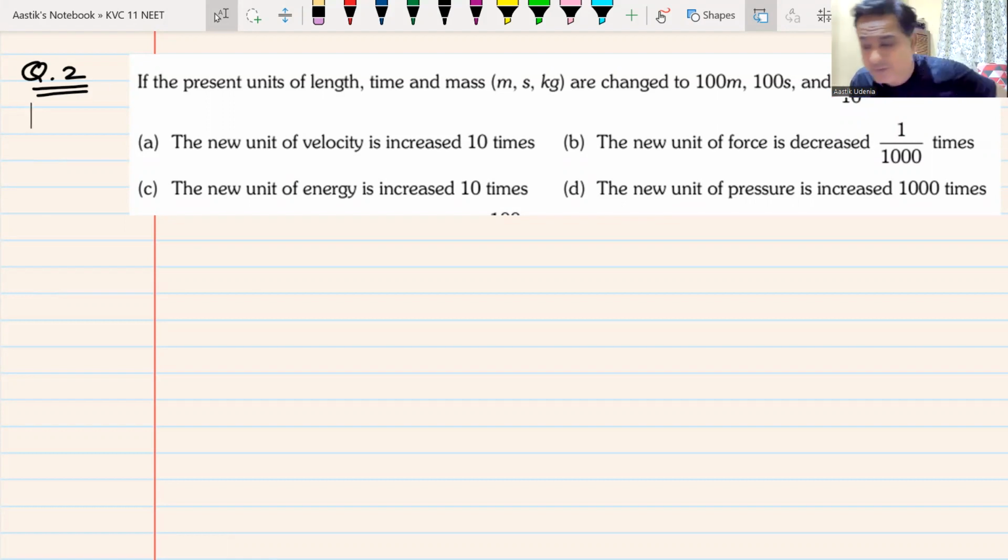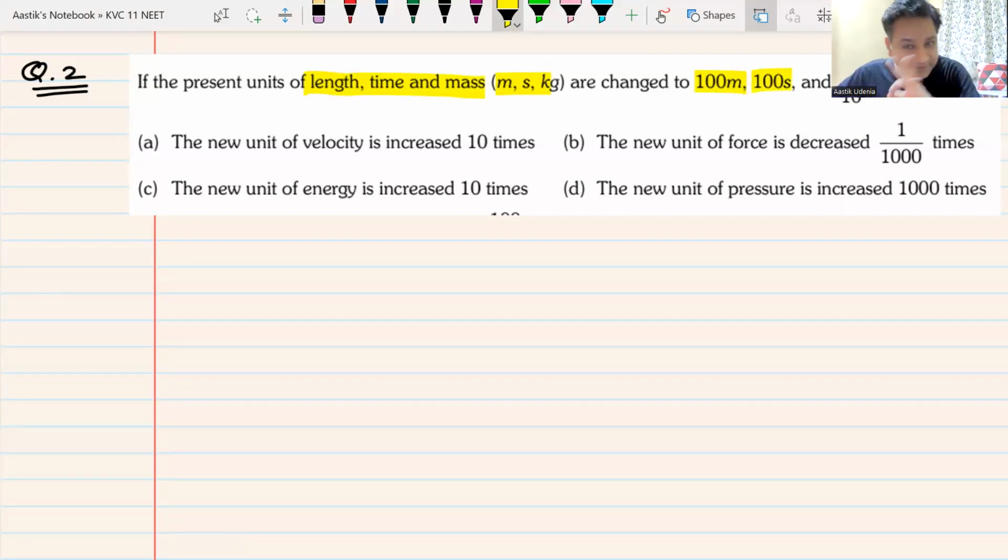This is taken from a JEE paper. If the present units of length, time, and mass, which are meter, second, and kg, are changed so that the new meter becomes 100 meters, the new second becomes 100 seconds, and the new kg becomes 1 by 10 times of kg, then they're asking us 4 questions.